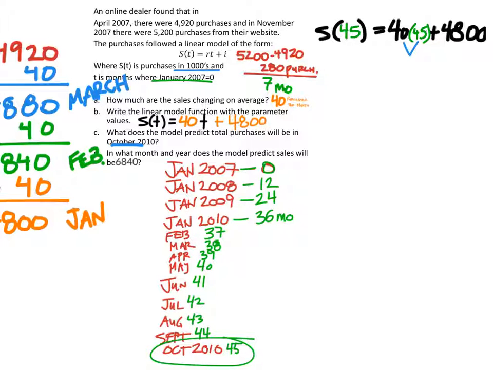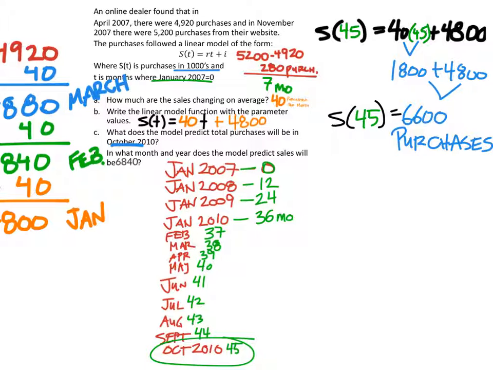All I'm going to do at this point is solve this problem. So I've got 40 times 45, which is 1,800. And then I'm going to add the 4,800. And now we've got S of 45 equals 6,600 purchases. And that is going to answer part C. Now for part D, in what month and year does the model predict sales will be 6,840?